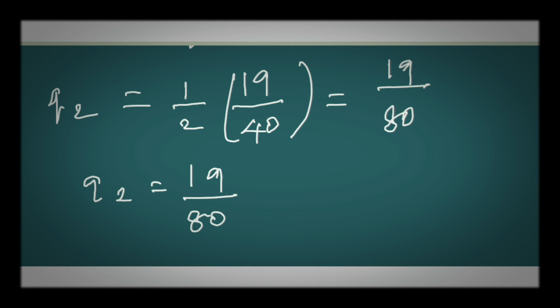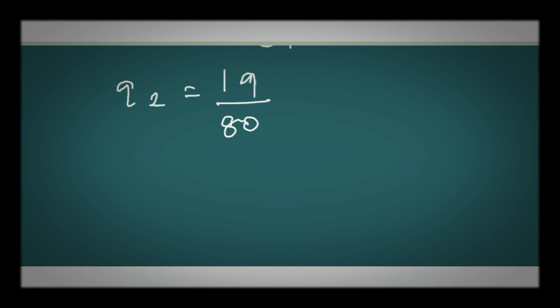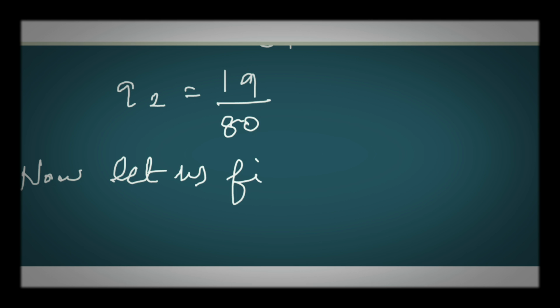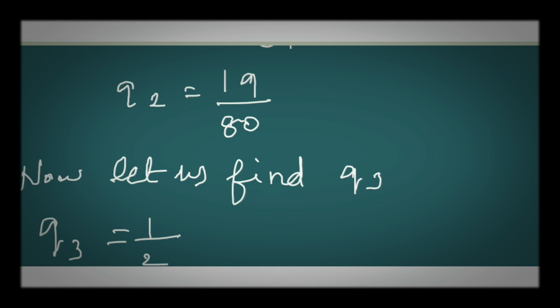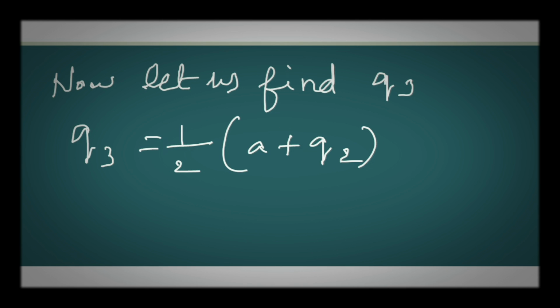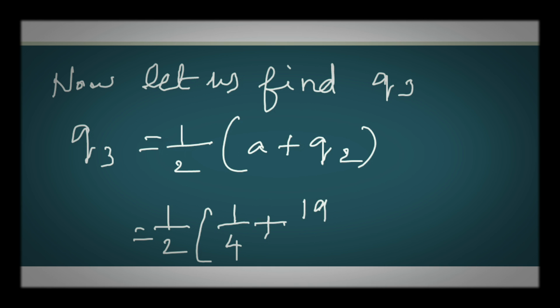So the same steps you have to go with. Now just tell me what is the formula I should write to find Q3. Now let us find Q3. I hope you will guess it right. It is 1 by 2, with the bracket A plus, and what should B be replaced with? It is replaced with Q2. Right, 1 by 2, and what is the value of A? It is 1 by 4. And what is the value for Q2? We just found it. It is 19 by 80.